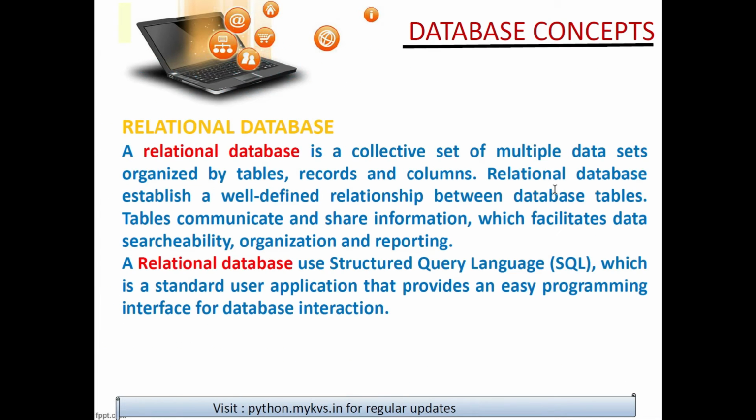Fine. Now next is the relational database. Nowadays what we are actually using is RDBMS, a little bit ahead of DBMS, called Relational Database Management System. A relational database is a collective set of multiple data sets organized by tables, records and columns. A relational database establishes a well-defined relationship between database tables. Tables communicate and share information, which facilitates data searchability, meaning how to retrieve data from a table. Organizing and reporting are also possible. Organizing means sorting or indexing, and reporting means a consolidated report.